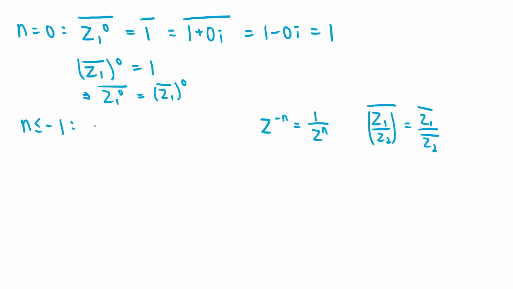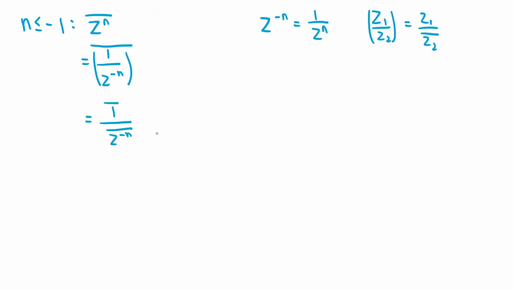So if we start with z to the power of n, all under the conjugate, we can rewrite this as 1 over z to the power of negative n, all under the conjugate, using the exponent law. And using the division rule, which we proved earlier, this can be rewritten as 1 conjugate over z to the power of negative n, all under the conjugate. The conjugate of 1 is just 1, so the numerator is just equal to 1. And since n is a negative integer, negative n is positive.